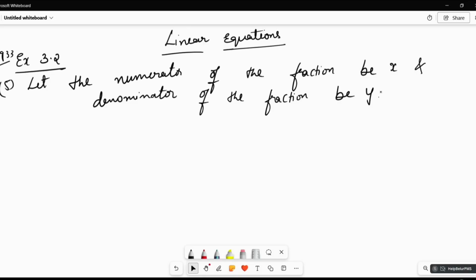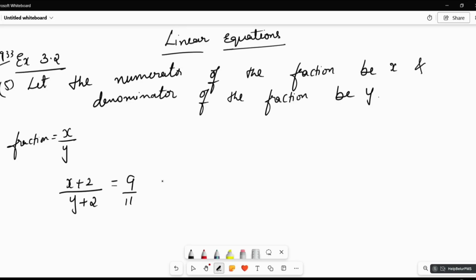We will have the numerator and denominator. Numerator we will take as x and the denominator as y. So fraction will be what? It is equal to x by y. Now what is it telling? If 2 is added to both the numerator and the denominator, you are adding 2 for both. So x plus 2 by y plus 2 is equal to 9 by 11.